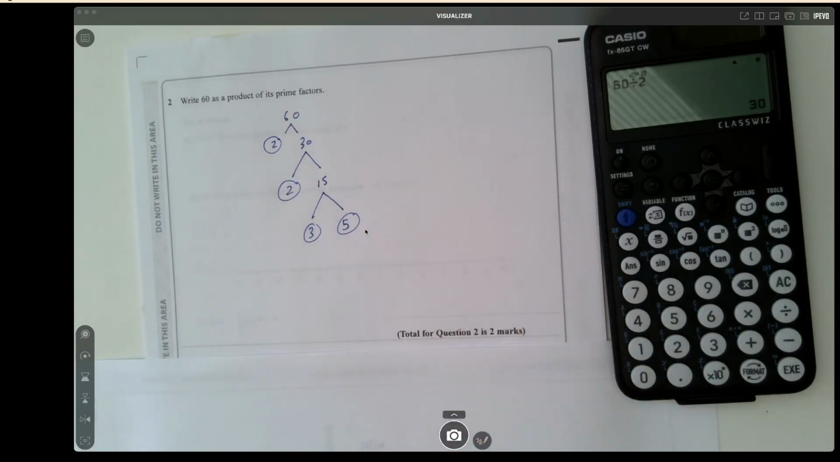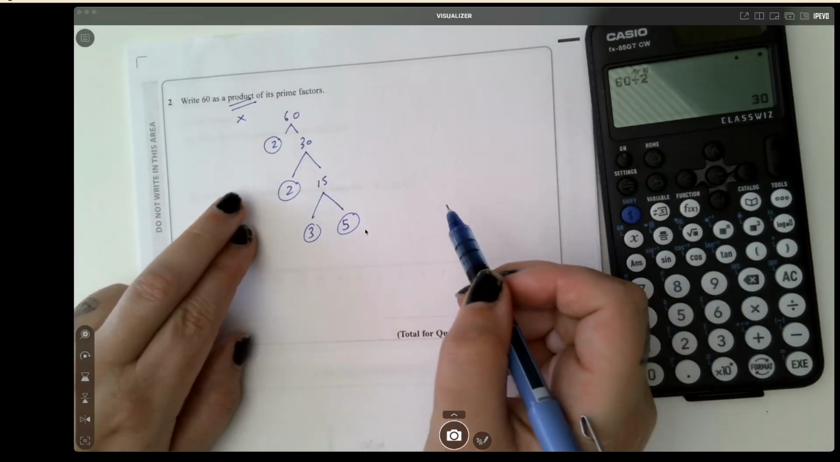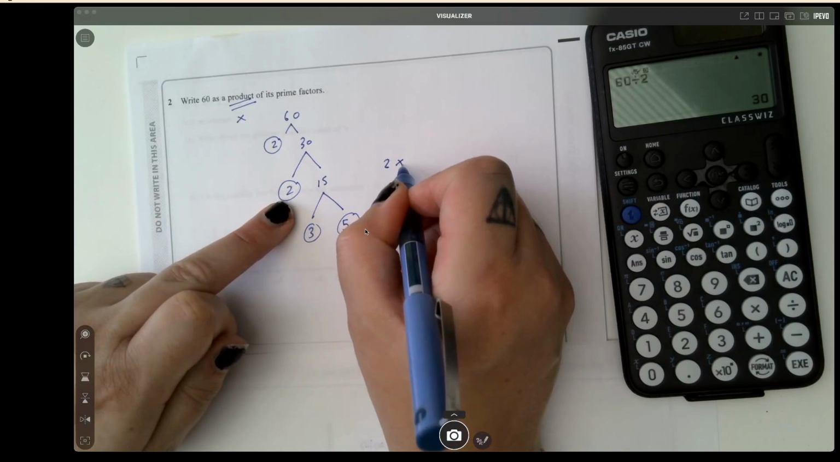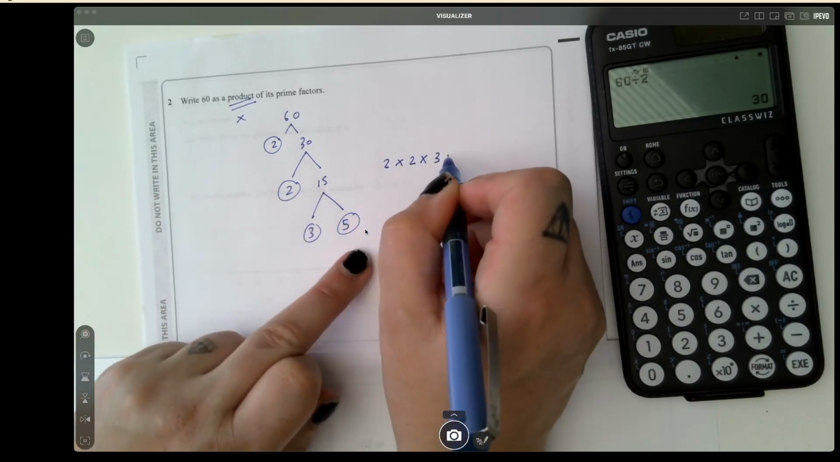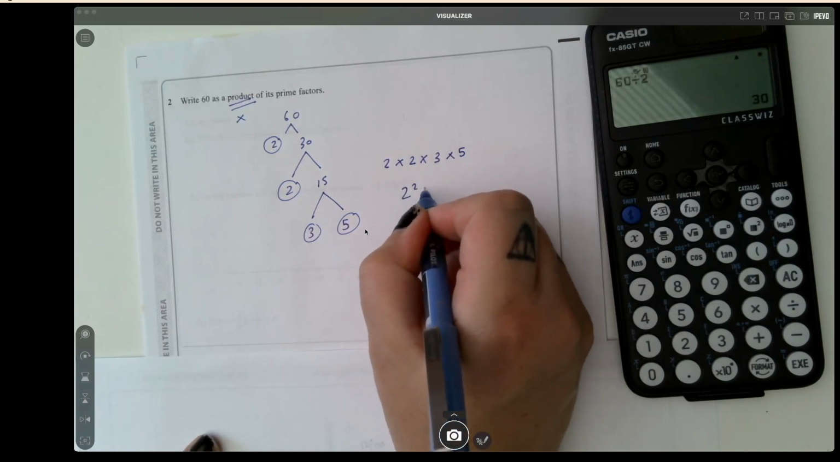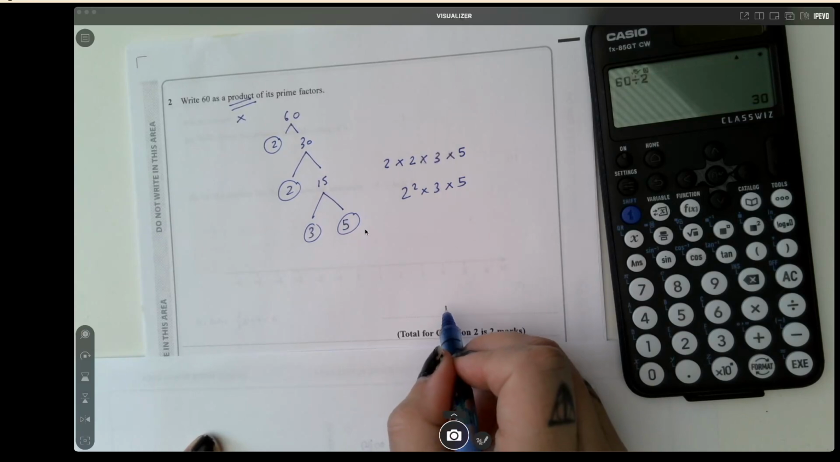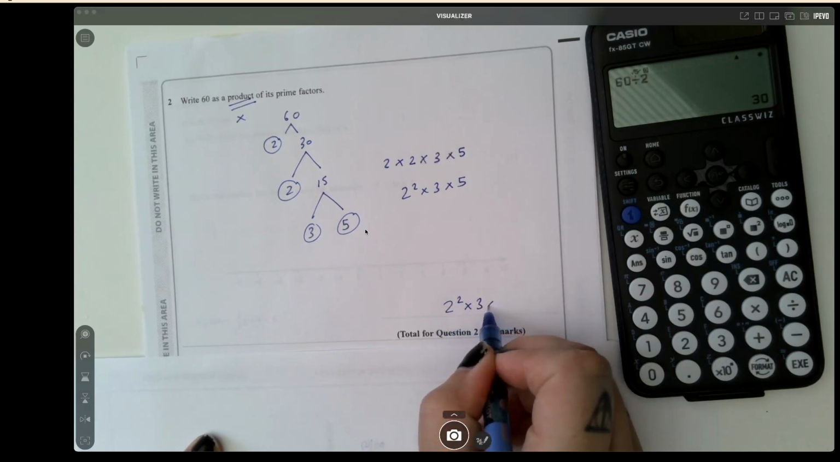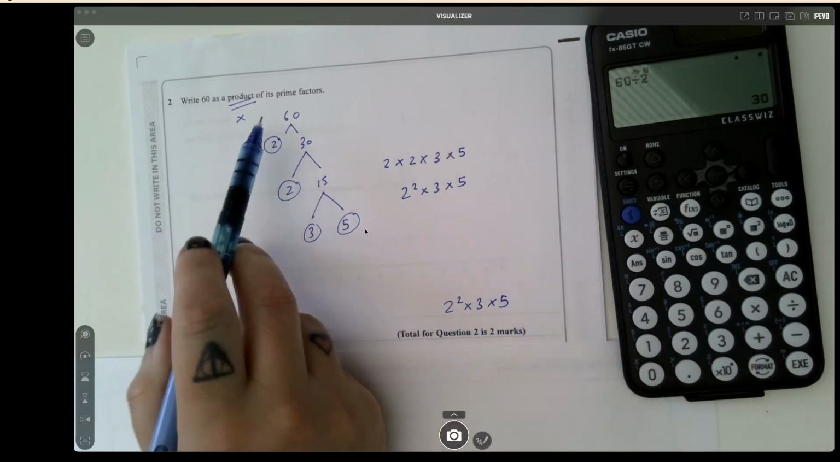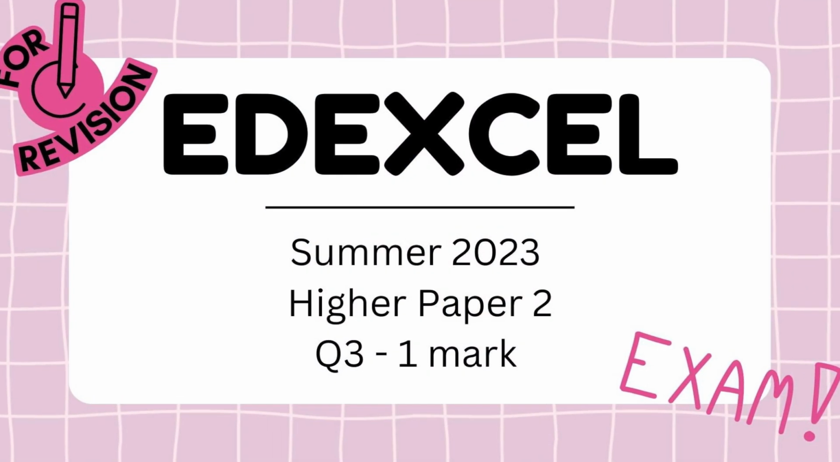so now all my branches have ended. So to write it as a product, product means multiply, so it's 2 times 2 times 3 times 5. I can write that on my answer line, or I can combine any matching numbers as a product with powers in index form. It doesn't state which form it wants my answer in, so any of these are going to get me those marks.